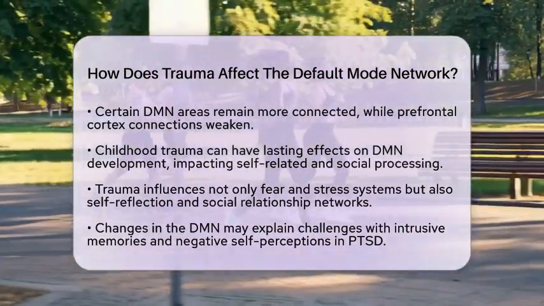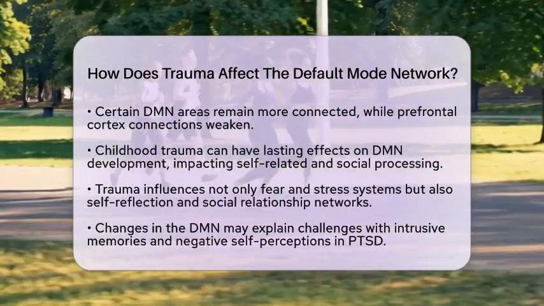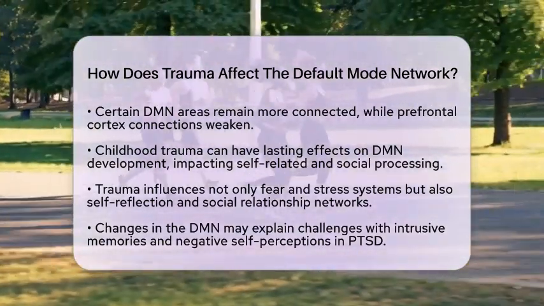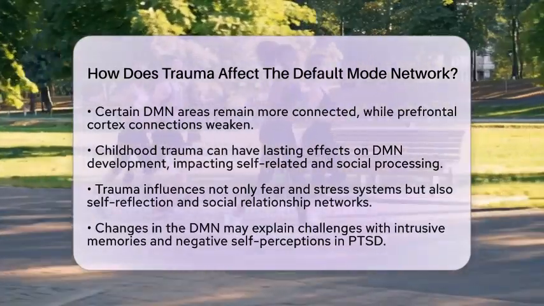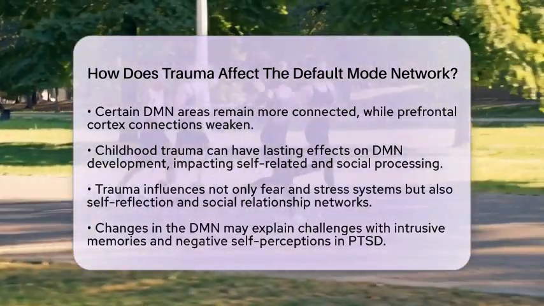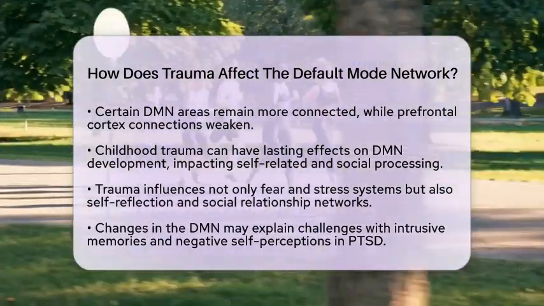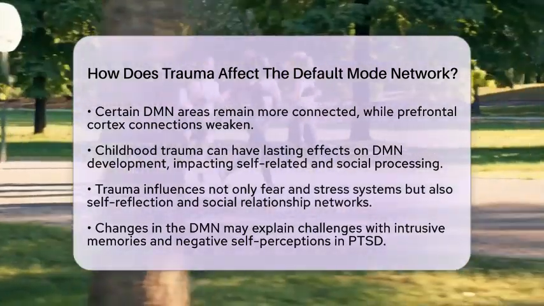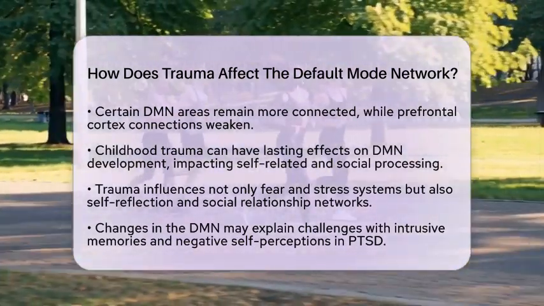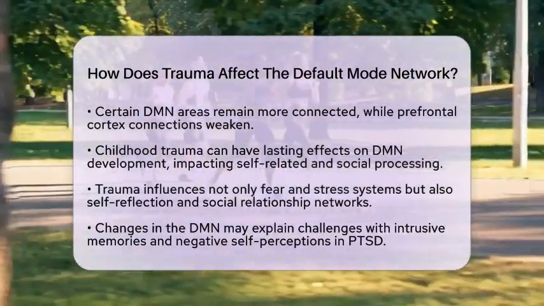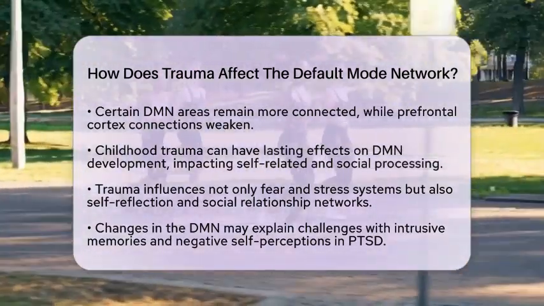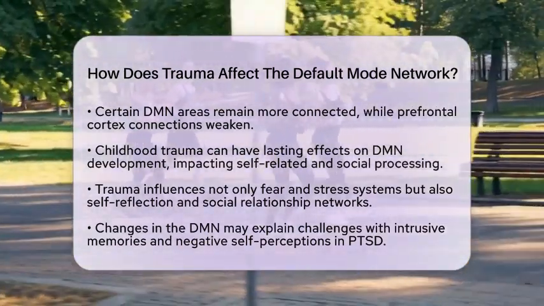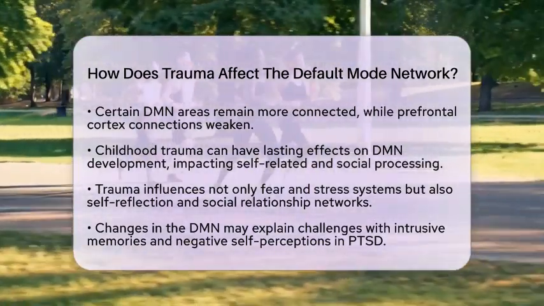From a clinical standpoint, these findings highlight that trauma impacts not just the brain's fear and stress systems, but also the networks involved in self-reflection and social relationships. This may help explain why individuals with PTSD often struggle with intrusive memories, negative self-perceptions, and challenges in social relationships. Changes in the DMN can be measured using brain imaging techniques like functional magnetic resonance imaging, and researchers are exploring whether these patterns could serve as biomarkers for diagnosing PTSD or tracking recovery.